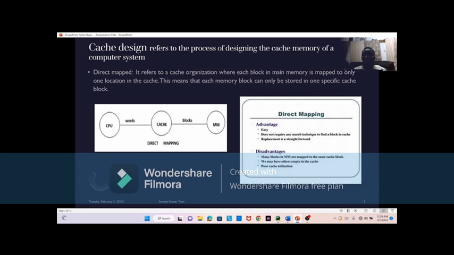Disadvantages: many blocks in the main memory are mapped to the same cache block. We may have other empty blocks in the cache. And lastly, poor cache utilization.